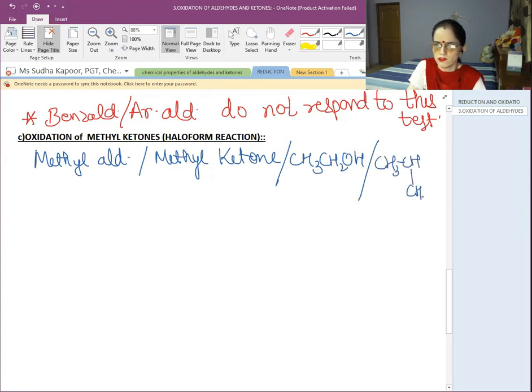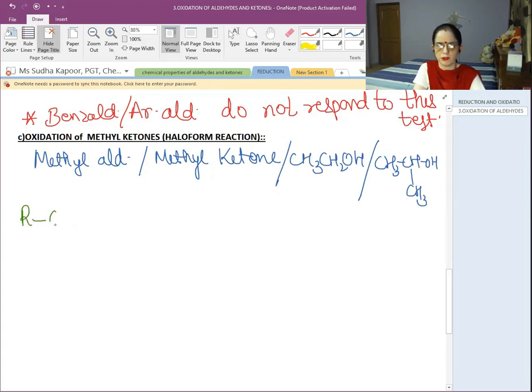It can also give us this test, because this test is given only by methyl aldehyde, methyl ketone, or the substances, the organic compounds, which can convert into methyl aldehyde or methyl ketones. So ethanol can give this test, isopropyl alcohol can also give this test. So let us see what the test is all about.